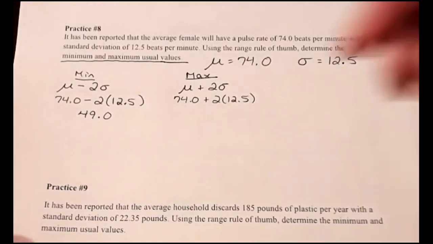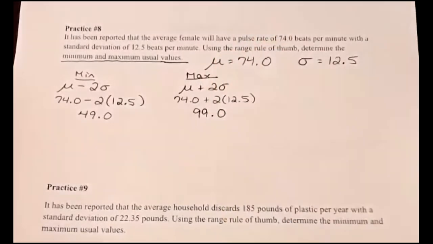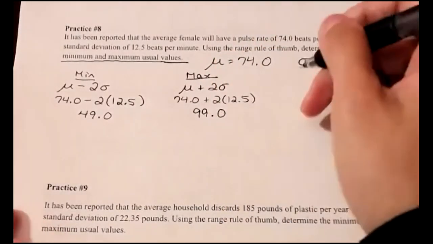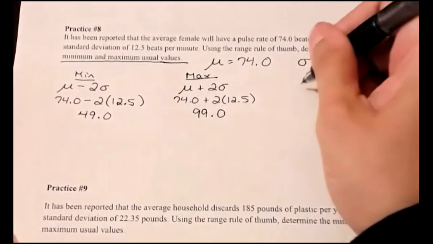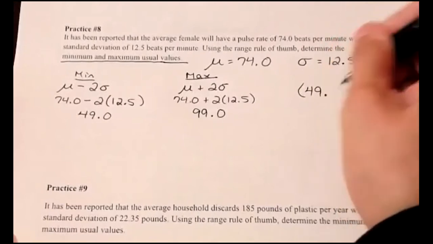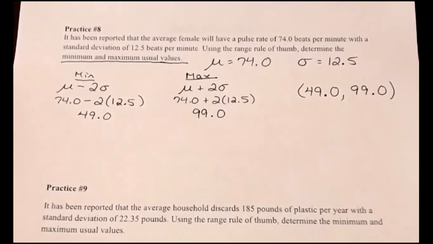99. Yes. So we'll write it as 99.0. So the range of usual values, we're going to write as 49.0 comma 99.0. So we're going to write this in interval notation. So the range rule of thumb, your range is from 49.0 to 99.0.